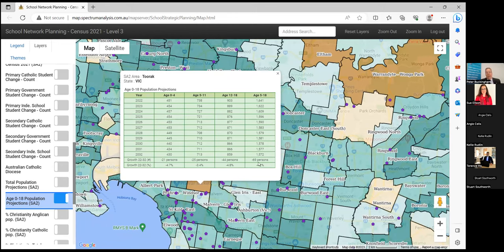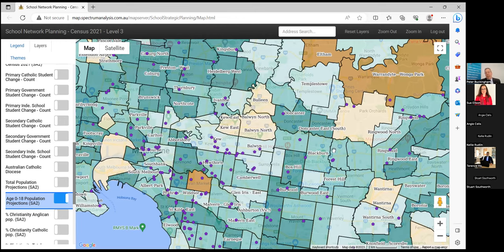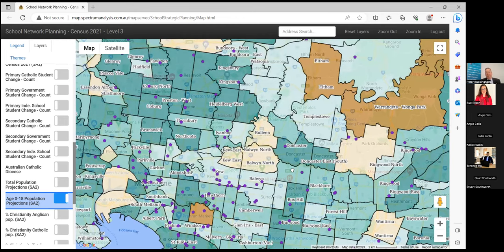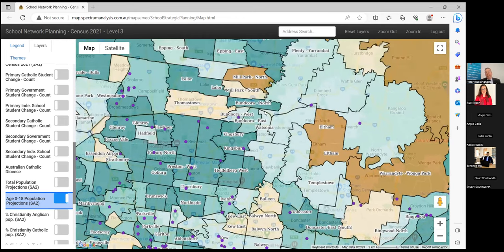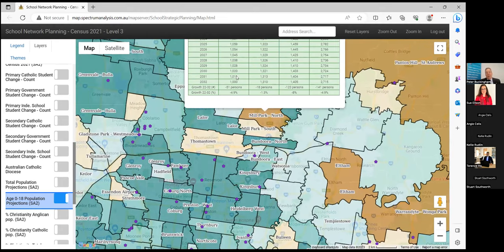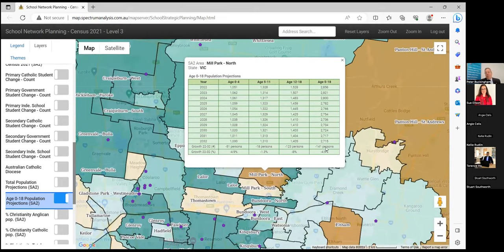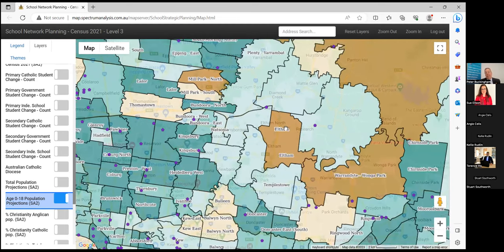So Toorak is actually going to drop by 69 children over the next 10 years compared to what it's got in 2022. And a couple of those empty nest ones I mentioned, I often use Mill Park as a classic, exactly like the other one I mentioned. It's actually going to drop by 141 school-age children over the next 10 years. So don't go opening a campus in the likes of Mill Park.